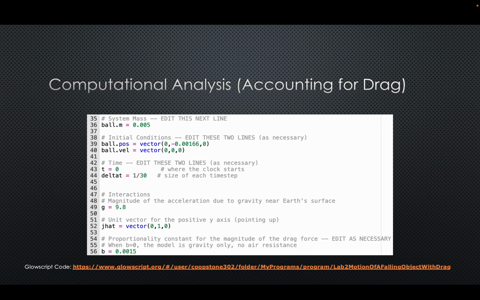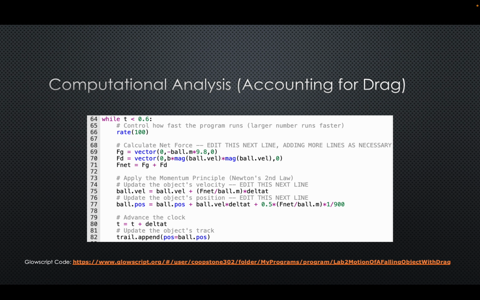In this case, I did account for drag, and you can see that I made a proportionality constant found just by testing random numbers until it closely matched the experimental data. And you can see here that I set fnet equal to the force of gravity plus the force of drag, and then divided the net force by mass in both the velocity and position update formulas to find acceleration.